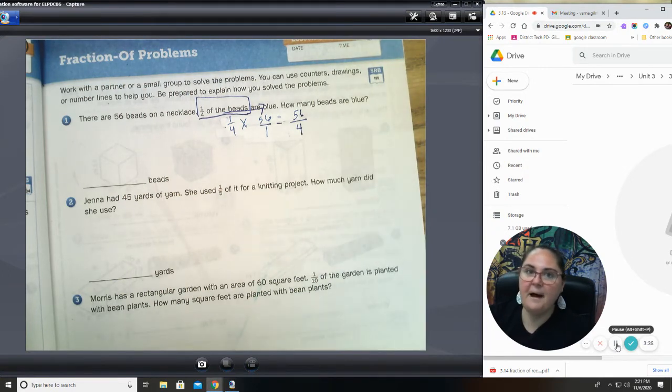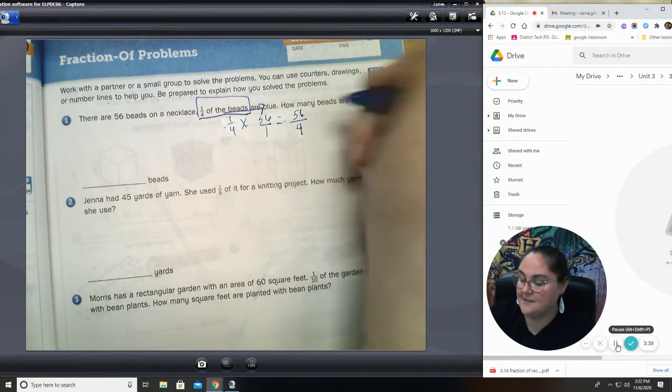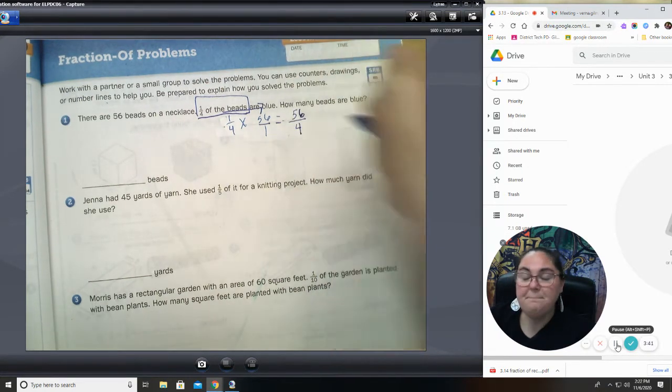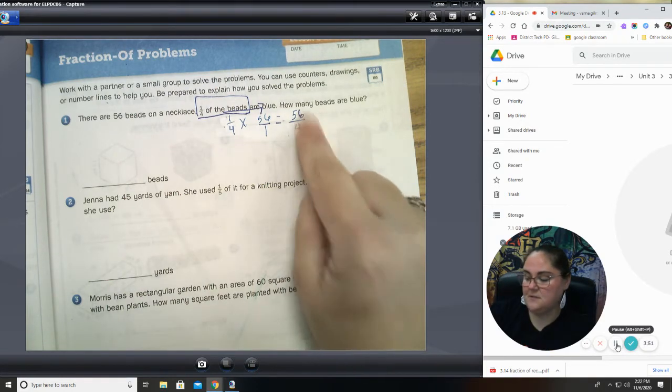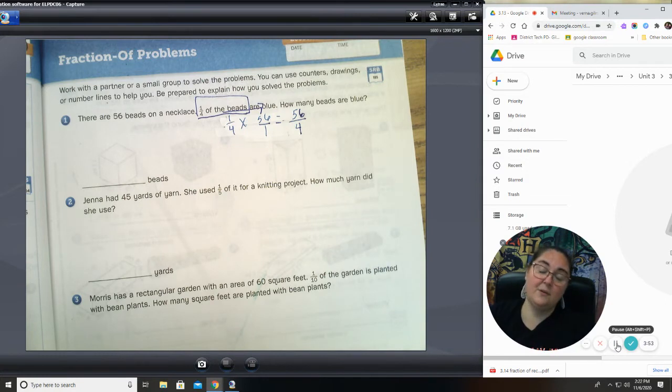Perfect. But I am not going to accept that as an answer. 56/4 is an improper fraction. I don't like it. It's not pretty. I want you to figure out what you need to do. How do I fix this? How do I make this into either a whole number or a mixed number? What do I need to do? Well, you need to divide.